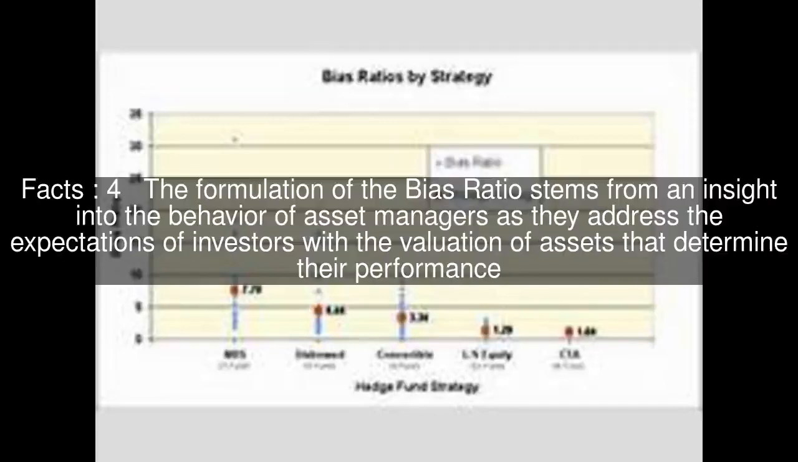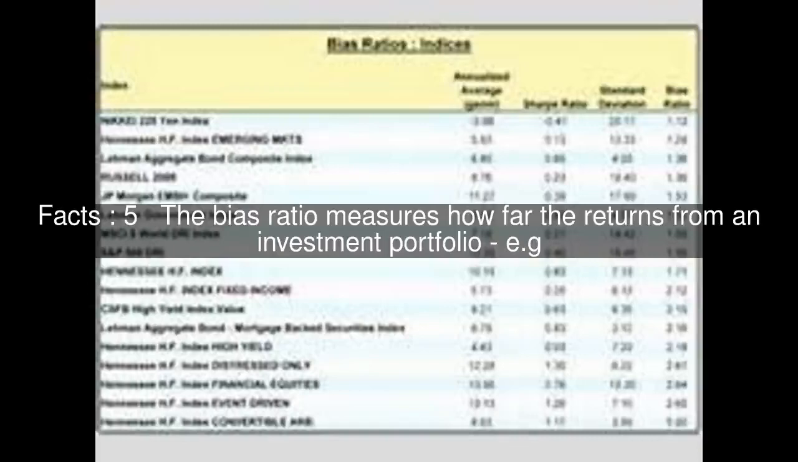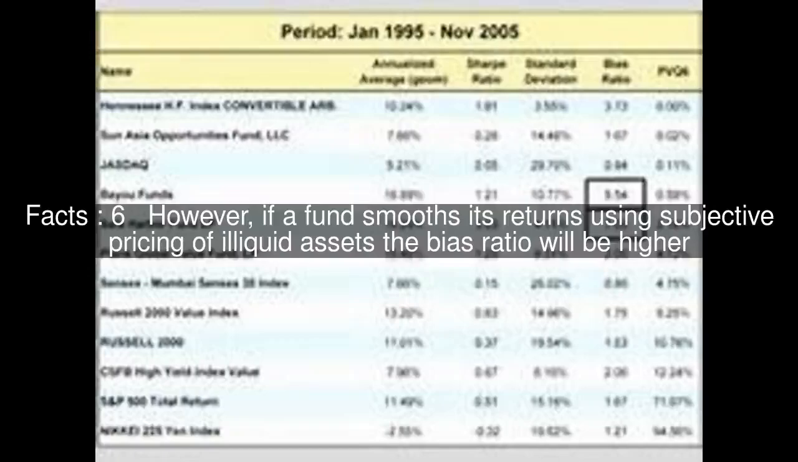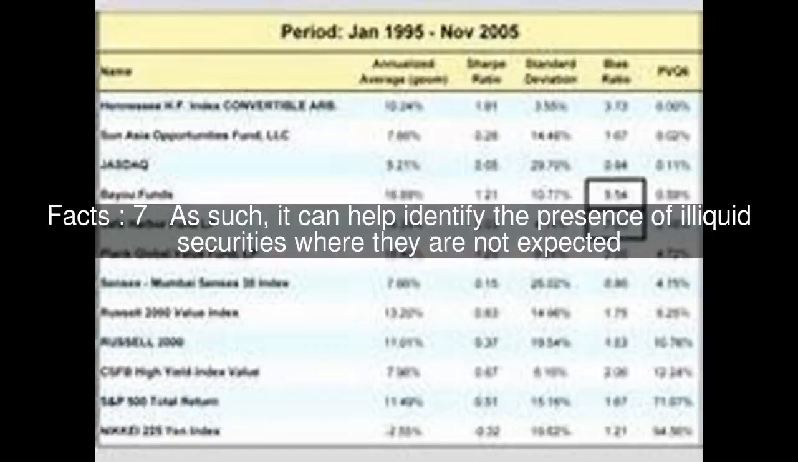The formulation of the bias ratio stems from an insight into the behavior of asset managers as they address the expectations of investors with the valuation of assets that determine their performance. The bias ratio measures how far the returns from an investment portfolio, E.G. However, if a fund smooths its returns using subjective pricing of illiquid assets, the bias ratio will be higher. As such, it can help identify the presence of illiquid securities where they are not expected.